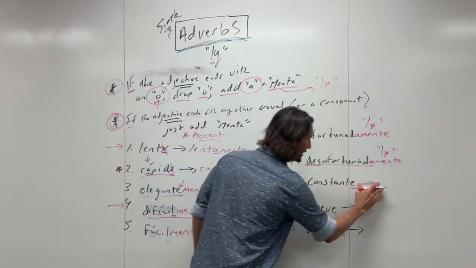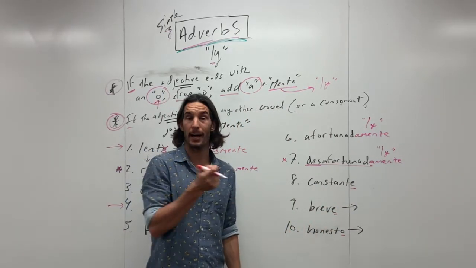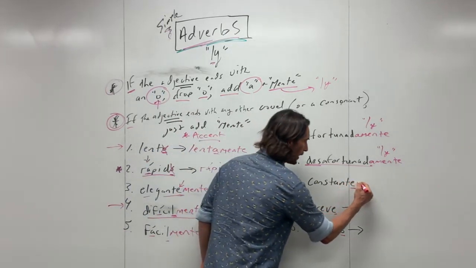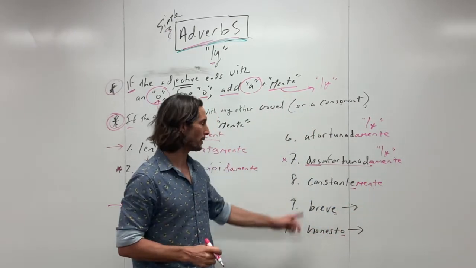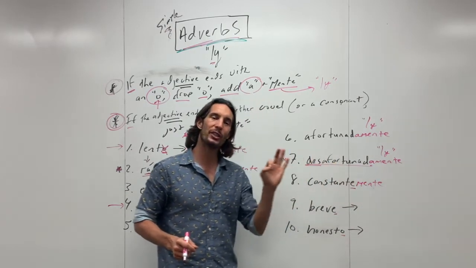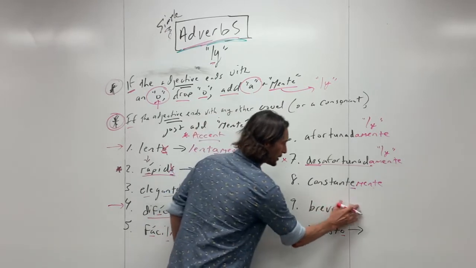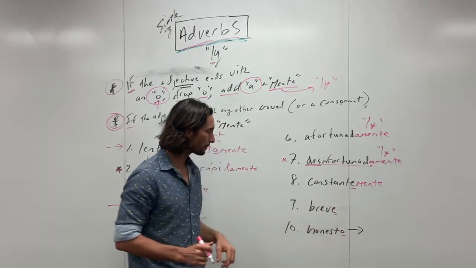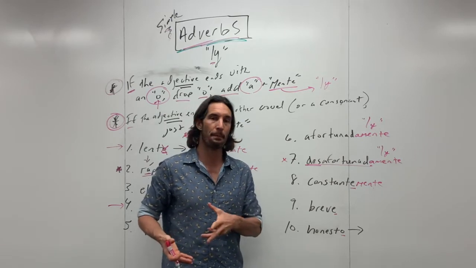We have constante, right, which means constant, and now we're going to just say constantly. And so if you said, dude, all you do is add mente, well, you were right. And so it becomes constantemente, so constantly. All right, same is going to go for number 9, breve, right, which means brief. So we want to say briefly, right?